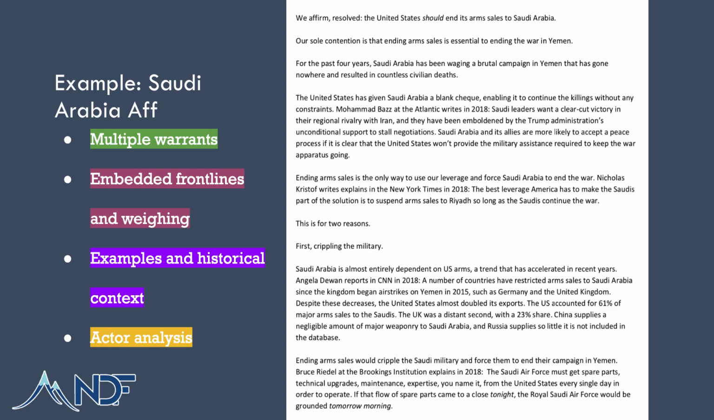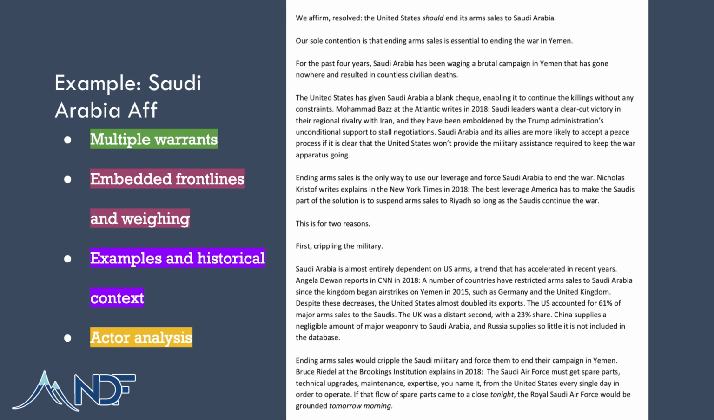This is for 2 reasons. First, crippling the military. Saudi Arabia is almost entirely dependent on U.S. arms, a trend that has accelerated in recent years. Angela Dewan reports in CNN in 2018, a number of countries have restricted arms sales to Saudi Arabia since the kingdom began airstrikes on Yemen in 2015, like Germany and the UK. Despite these decreases, the U.S. almost doubled its exports. The U.S. accounted for 61% of major arms sales to the Saudis. The UK was a distant second with a 23% share. China supplies a negligible amount of major weaponry to Saudi Arabia, and Russia supplies so little that it is not included in the database. Ending arms sales will cripple the Saudi military and force them to end their campaign in Yemen.